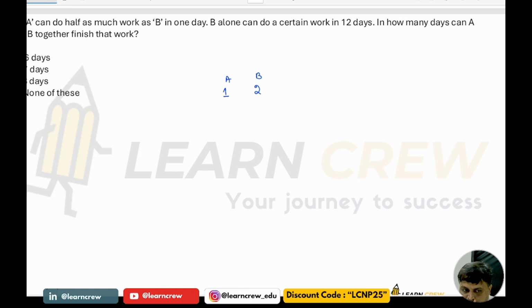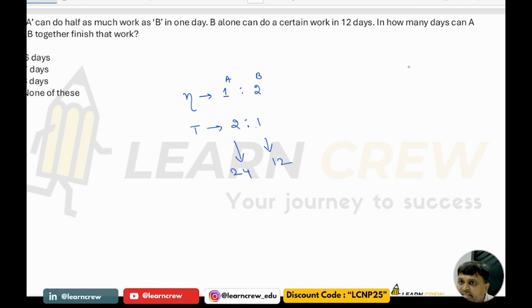In other words, it also means that B will take half the time taken by A in doing the same quantity of work. So time taken by A is twice time taken by B. These are efficiencies we have taken. Efficiencies ratio is 1:2. Thereby times ratio would be 2:1. B alone is taking 1 part time. That 1 part is given as 12. So A will take 2 parts time. 1 part is 12 means 2 parts is 24.